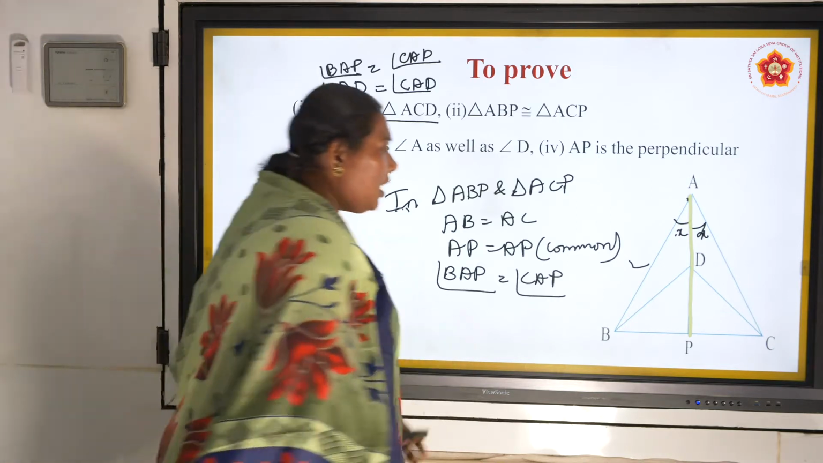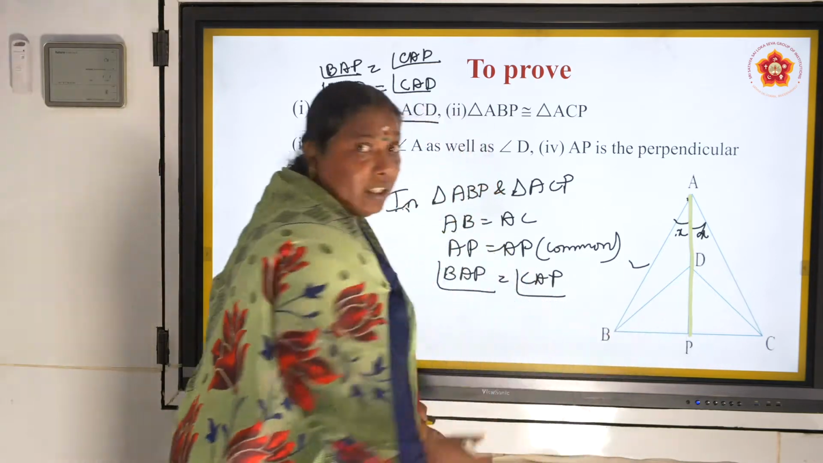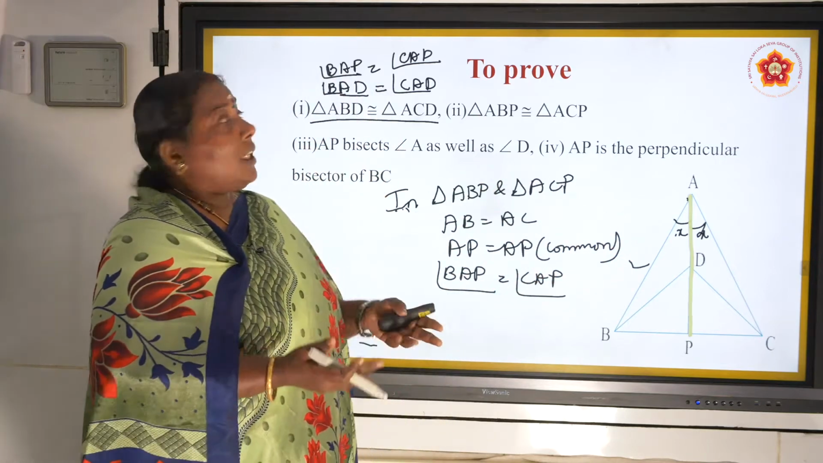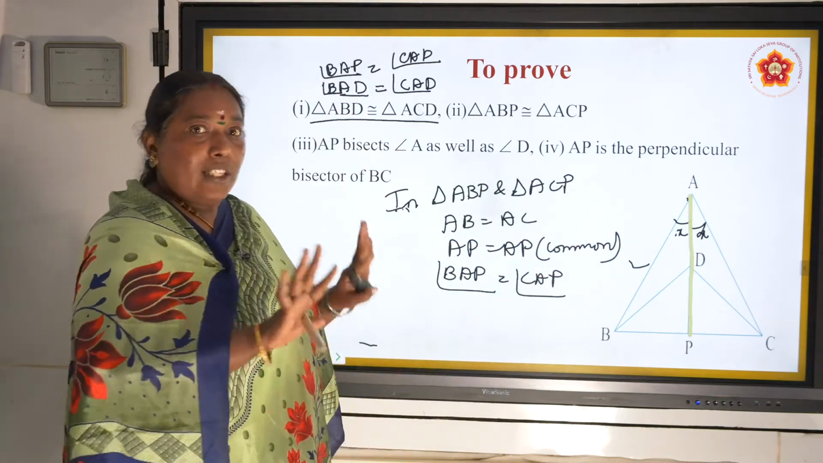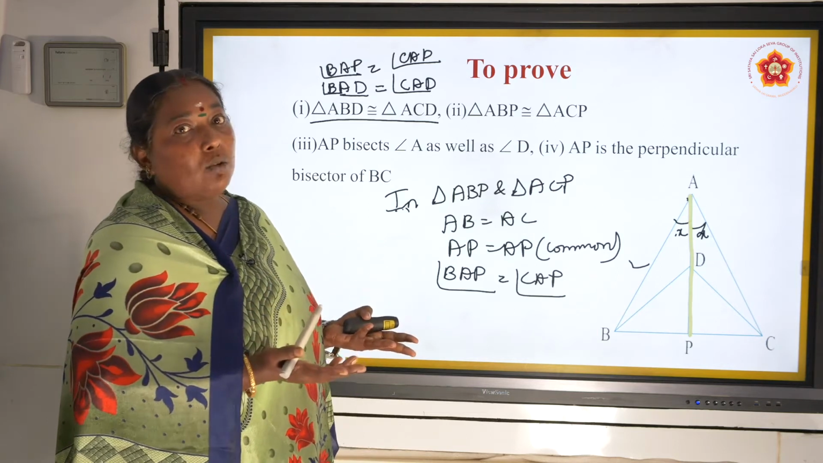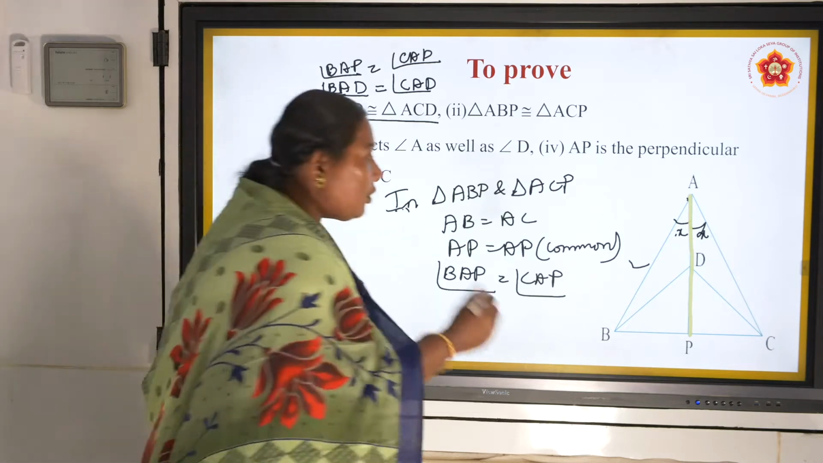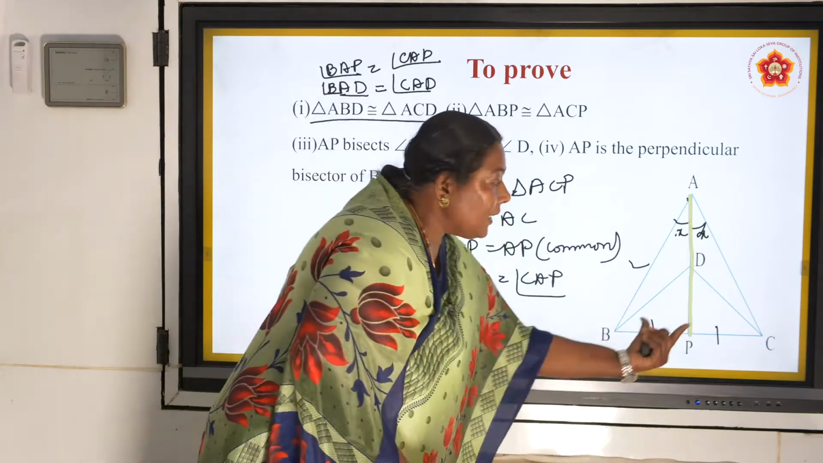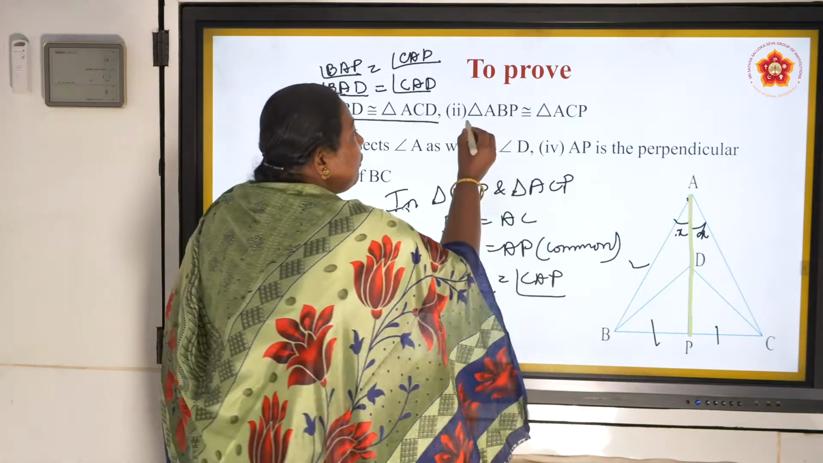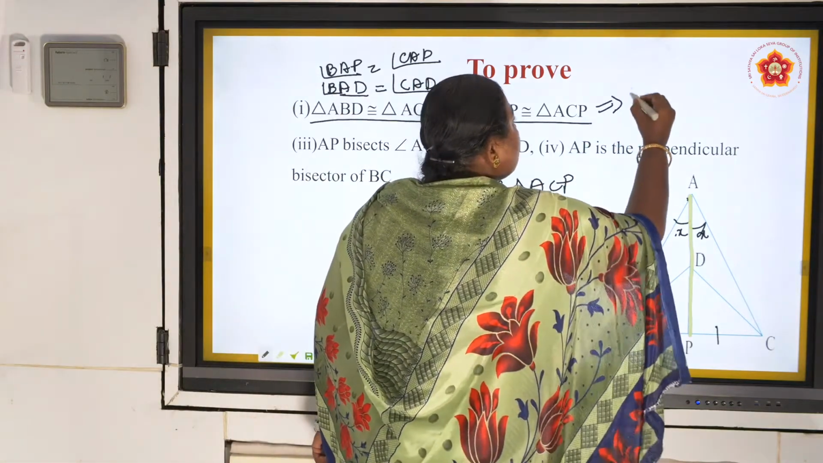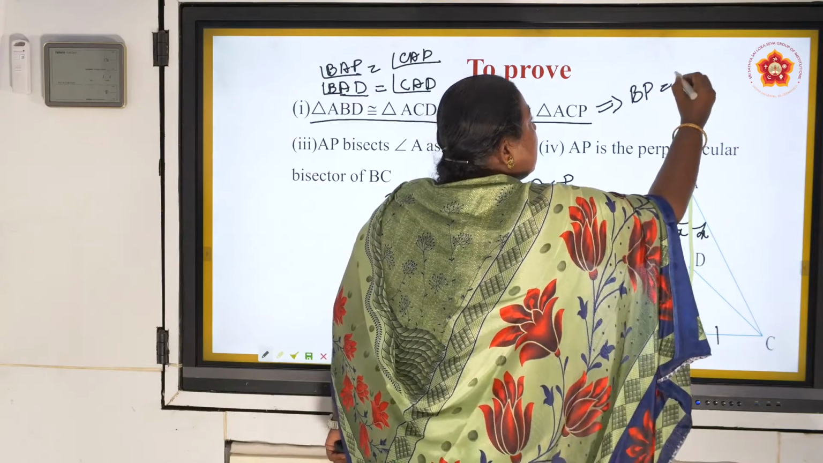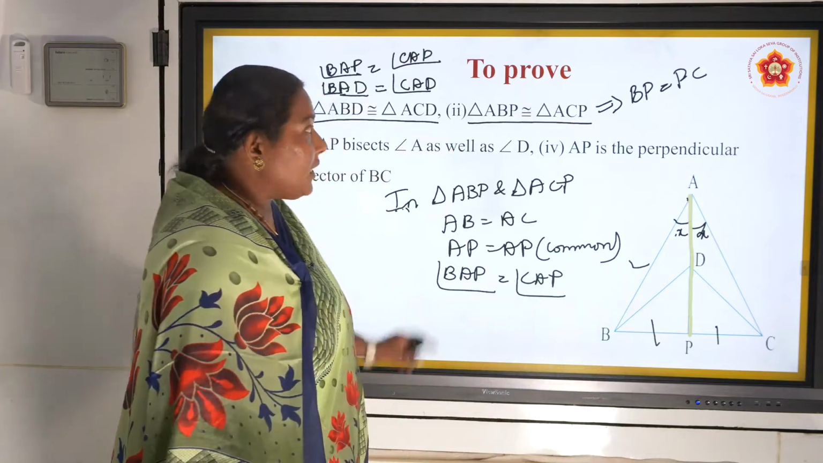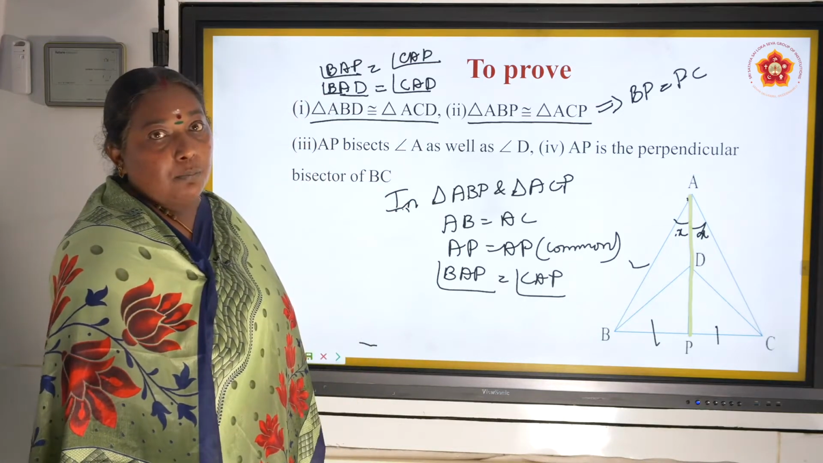Other things are there. What are all the things I left? Because it is an isosceles triangle, already B and C are equal angles, and one more angle I already told was equal from the first. So all the angles are equal. I don't have to care about the angle, but I have to care about the side. BP is equal to PC. So from this I got BP is equal to PC. Right. That is what I got from the other proof.